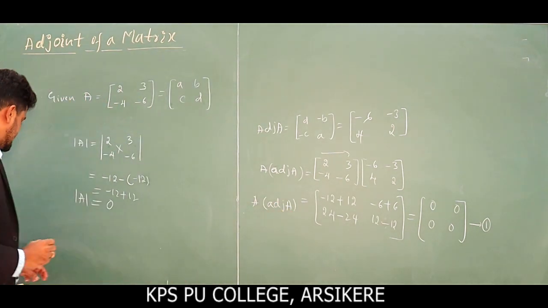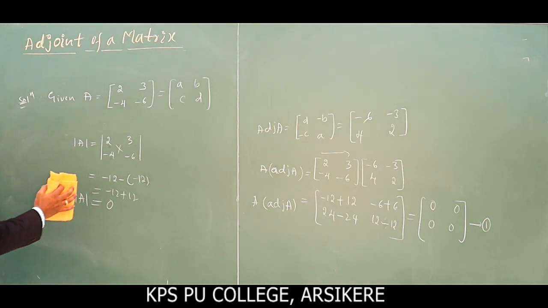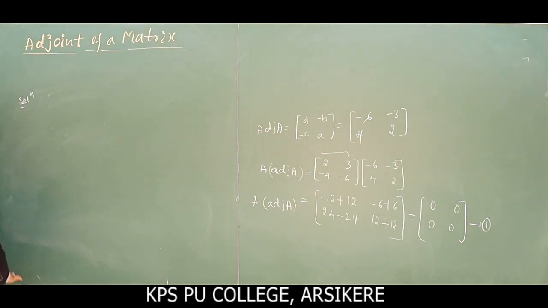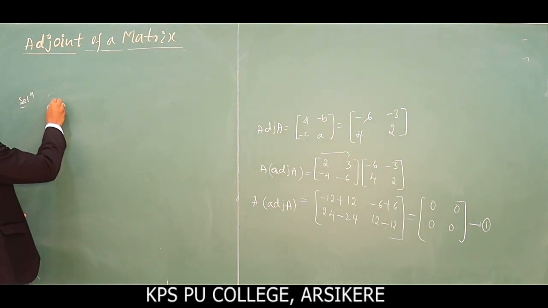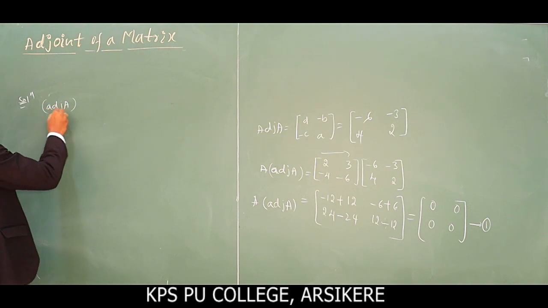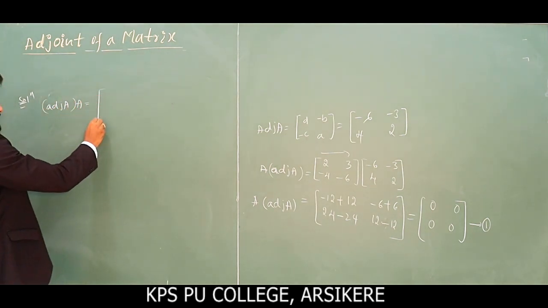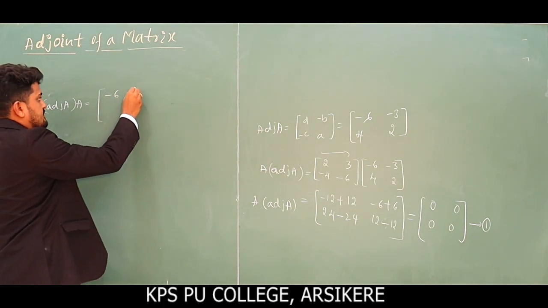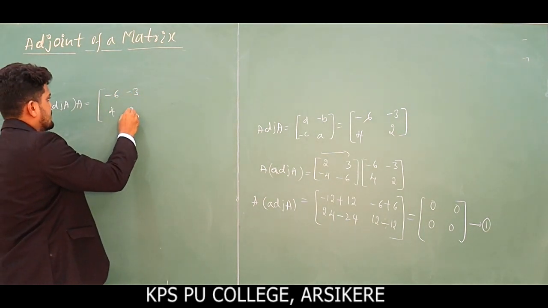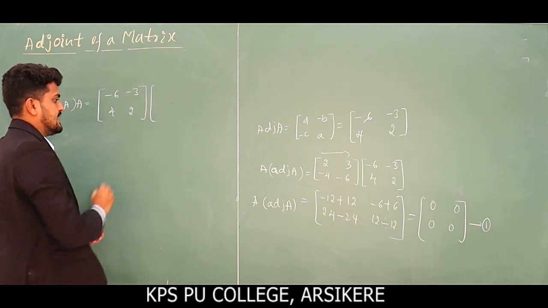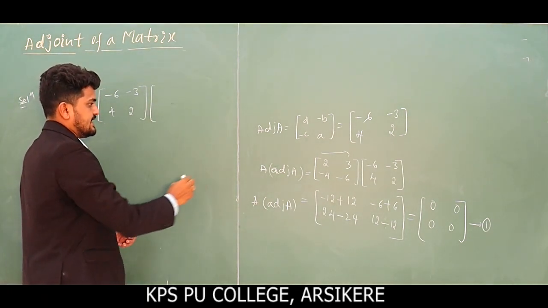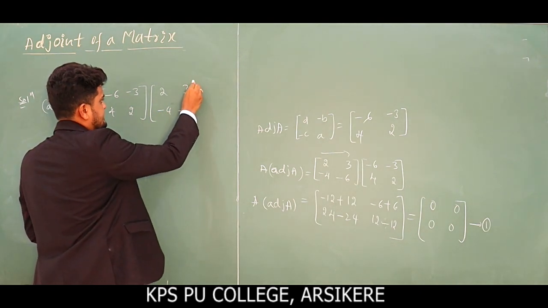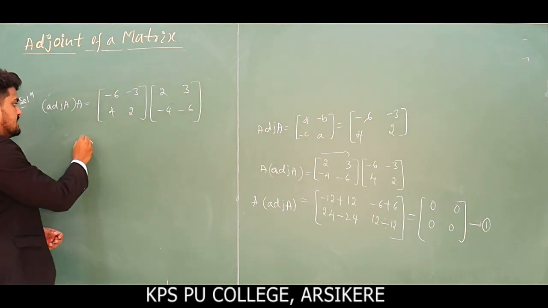So next, adjoint A into A. So we know the adjoint A value: minus 6, minus 3, 4, 2 into A. A value, so see here A value 2, 3, minus 4, minus 6. Again by using matrix multiplication.